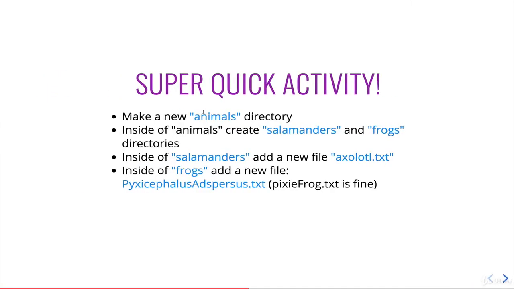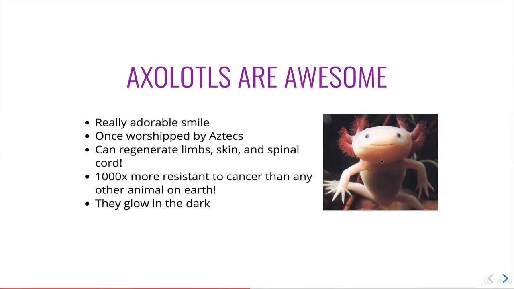Great. Okay. So I mentioned I have a couple fun facts. Axolotls, aside from having a crazy name, have a really adorable smile, as you can see here. They're from Mexico. They were once worshipped by the Aztecs. They have a crazy ability to regenerate, not just like typical frogs and amphibians where you can chop a limb off or something, but their spinal cord can actually regrow entirely. You can cut it in half or remove a section of their spinal cord, and they can heal. They're 1,000 times more resistant to cancer than any other animal on Earth that we know about, and they glow in the dark. They're pretty cool animals, and they're just so cute.